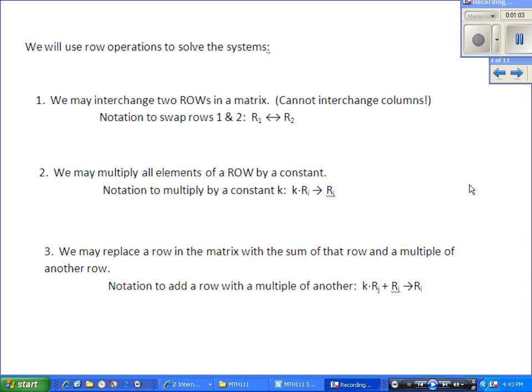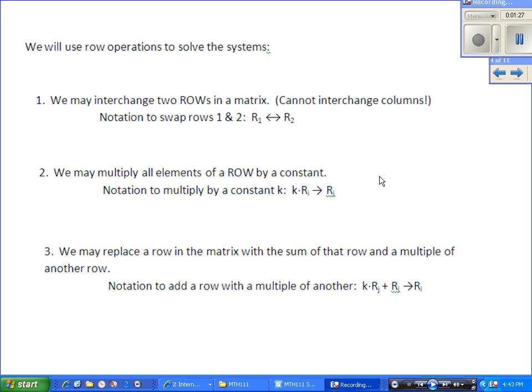Okay, so row operations are what we do and what the calculator does when it does it for us. So the rules are we can swap 2 rows, which is the same thing as writing equation 1 where equation 2 is, and equation 2 where equation 1 is. So it doesn't really change anything. We cannot interchange columns. We can only interchange rows. And then the notation I like to use is row 1 is swapped with row 2 here.